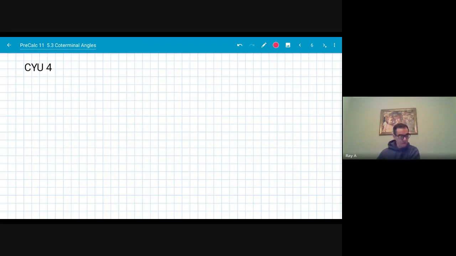Check your understanding, number 4. Given that sine of the angle alpha equals negative 5 over 13, what are the other trig ratios of the angle alpha?